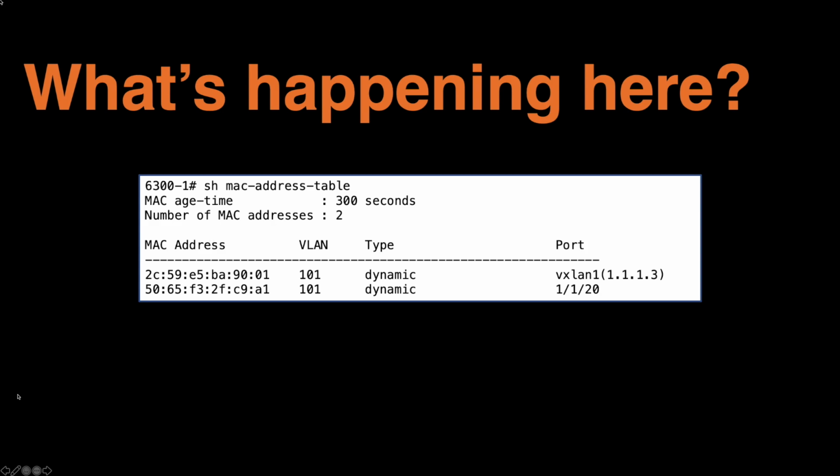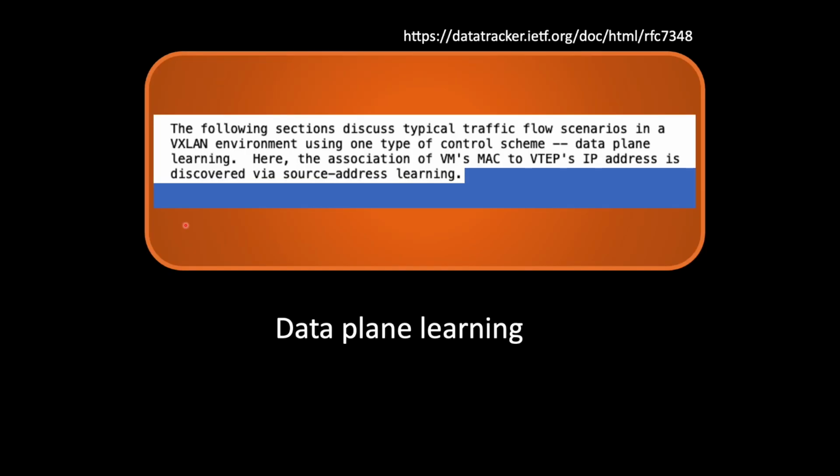Now let's dive a little bit deeper into what's happening here with this source address learning. So let's have a closer look at the RFC. I've quoted this in every one of these videos, so you should be familiar with this by now. RFC 7348 talks about a control scheme, and it calls it data plane learning, and this is where the association of the VMs. Okay, so I should say that the RFC is written from the point of view that the customer servers are all VMs, that everything is virtualized. It can be a physical server. In our scenario, it's just the Ubuntu servers.